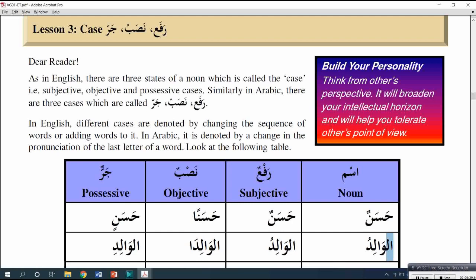But before starting, just for personality development, here are some ideas we should think about first. Think from others' perspective. It will broaden your intellectual horizon and help you tolerate others' points of view. What does it mean? Simply see an example.